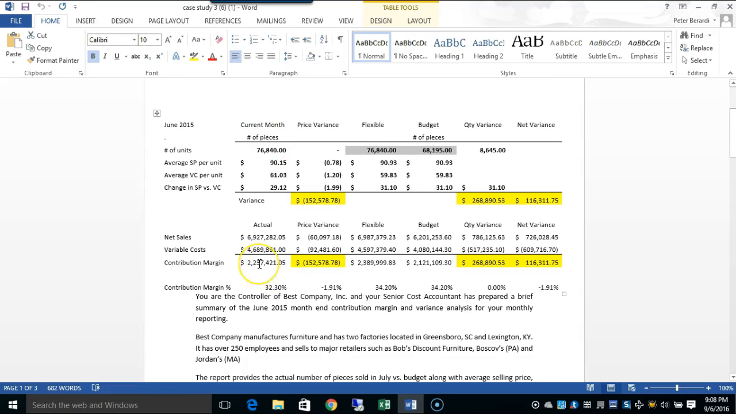Again, the 2,237,000 minus the 2,389,000 gives us the price variance. And from the flexible budget to the budget, 2,389,000 minus 2,121,000 gives us the quantity variance. Price plus quantity variance equals total variance, or simply, actual minus budget equals total variance. So all the variance analysis that we've learned is embedded in this little matrix, this contribution margin, and all the details per unit are in here.